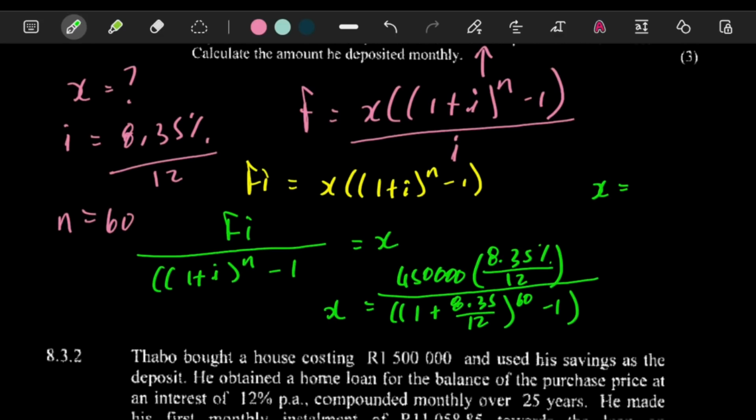Let us see. 6,068.69. Very nice. Nothing crazy here. Nothing major.